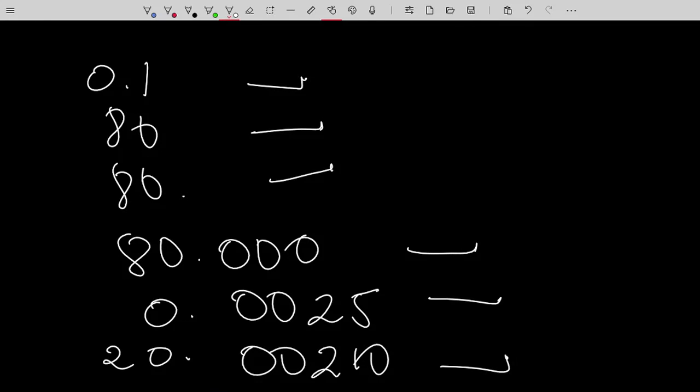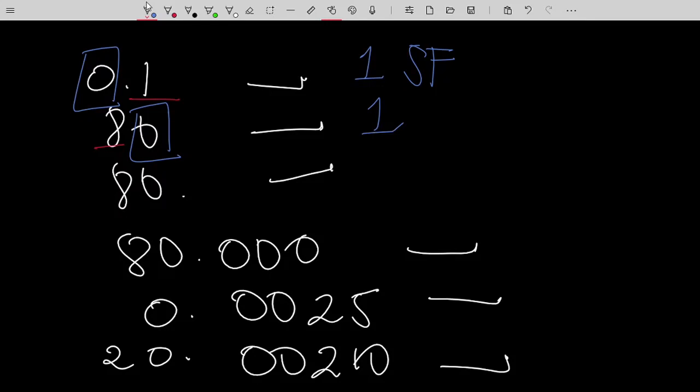First, we have 0.1. Again, count all the non-zeros. Now we have 1. Now how about the 0 here? Now as we all know, all leading zeros are not significant, so this is not significant, so we only have 1 significant figure here. Second example, we have 80, and we all know 8 is significant because it is a non-zero. But how about the 0 here? Again, all trailing zeros are not significant, unless they are located between 2 non-zeros. So here we only have 1 significant figure.